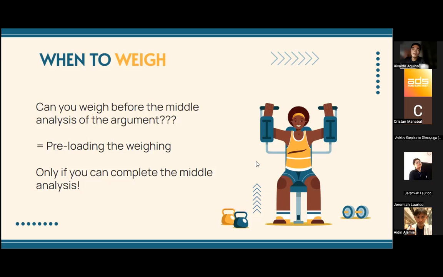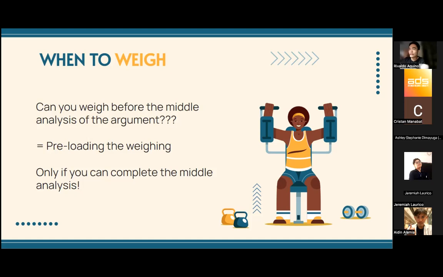Okay, this is just a new thing. I think speakers like Luigi sometimes choose to weigh before the analysis, before proving the likelihood of your argument. So how do I see this, right? Does this go against what I just said? Not necessarily, because you're preloading the weighing, right?